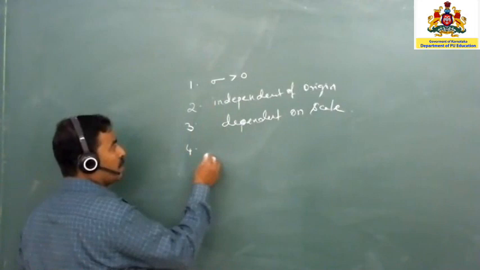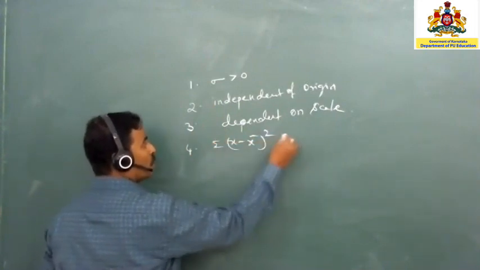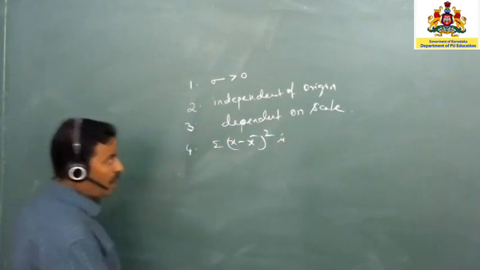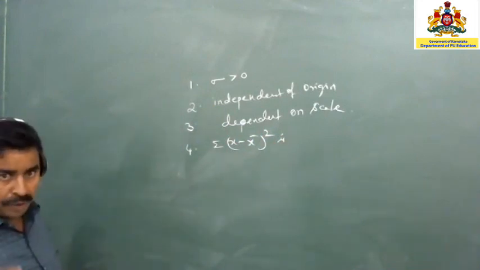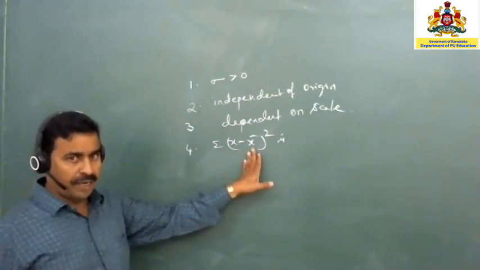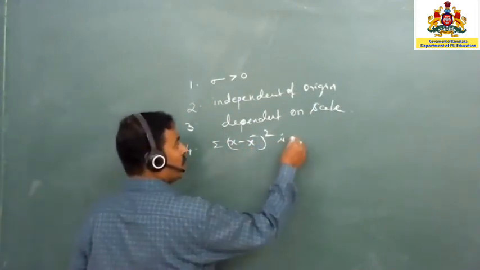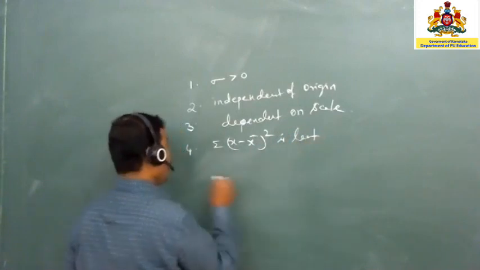Fourth, summation of (x minus x bar) whole square is the least among all the root mean square deviations. You can take deviation from any constant, but compared to that, the deviation of x minus x bar whole square is the least.